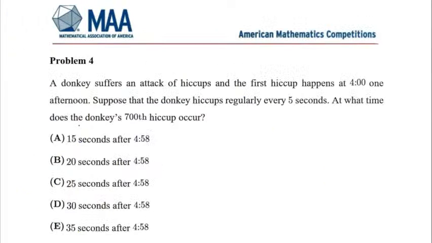AMC 10B 2022, problem number 4. A donkey suffers an attack of hiccups, and the first hiccup happens at 4 one afternoon. Suppose that the donkey hiccups regularly every 5 seconds. At what time does the donkey's 700th hiccup occur?